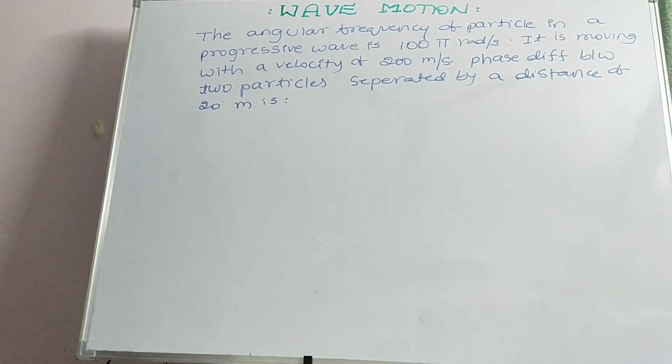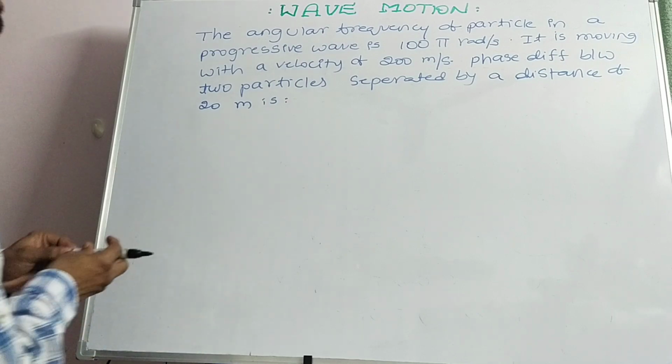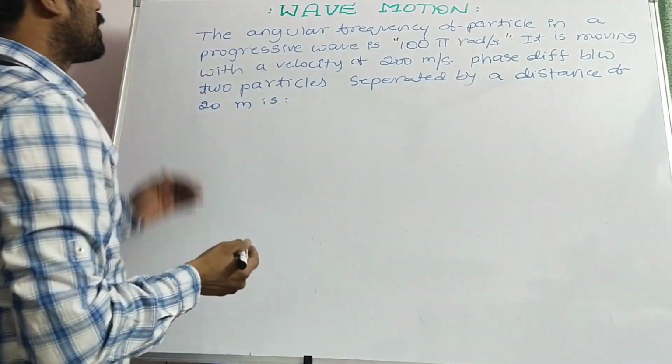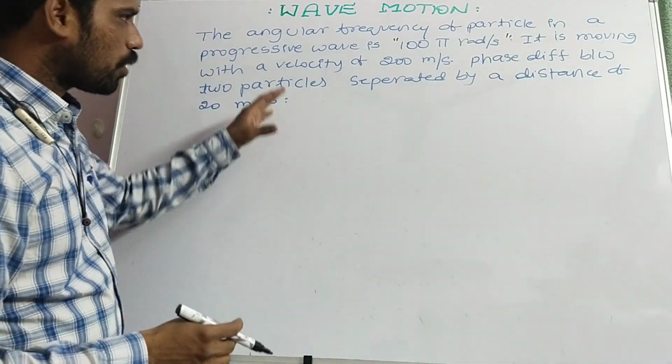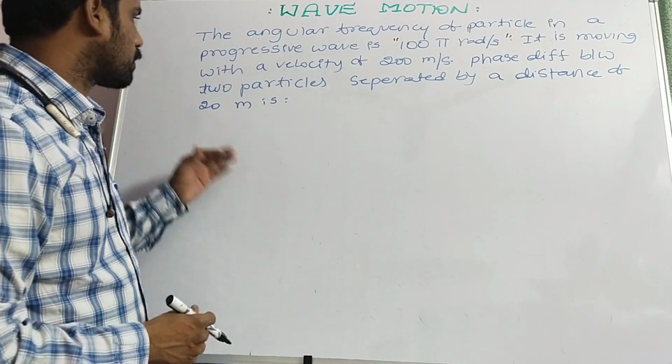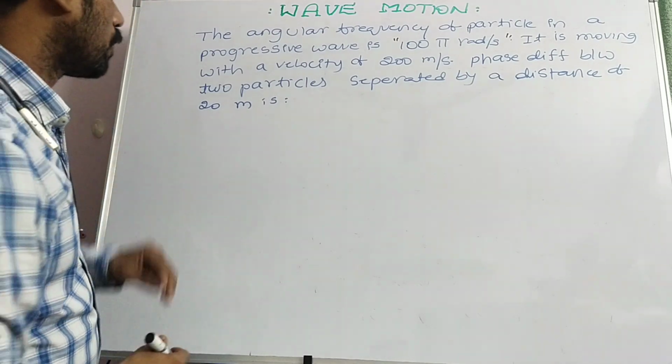Now here we have another question. The angular frequency of a particle in a progressive wave is 100 pi radian per second. Angular frequency is nothing but omega. It is moving with a velocity of 200 meter per second. The phase difference between two particles separated by a distance of 20 meter.